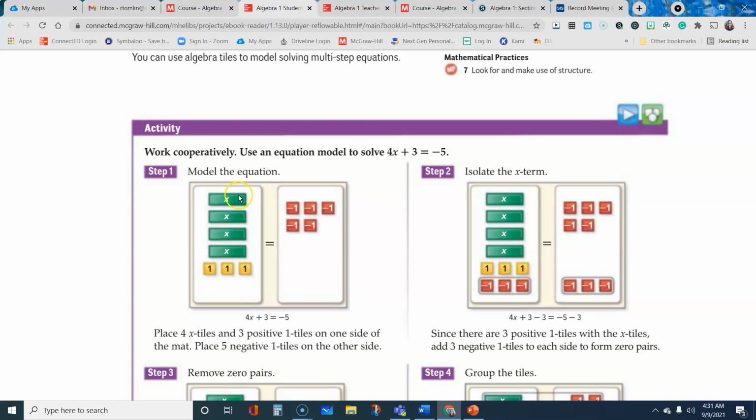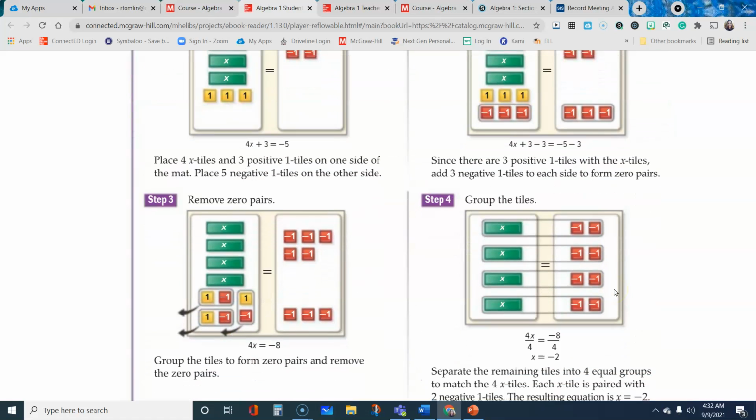So first we need to model the equation. We have 4 x's plus 3 positives equals negative 5. We need to isolate our x term, meaning get it by itself. Because we have a positive 3, we're going to do the opposite operation, which is negative 3. Whatever we do to one side, we do to the other. So we added negative 3 to this side. We need to add negative 3 to that side.